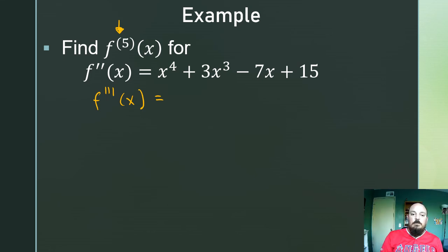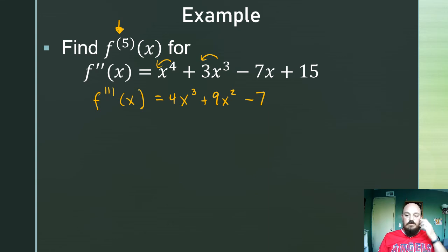So for each one of these, I'm going to multiply and lower the exponent by 1. So that would give me 4x to the third, plus multiply 9, lower the exponent to 2, 9x squared. And then for the last two terms, it's not even power rule. The derivative of negative 7x is negative 7. And the derivative of 15 is 0. I'm just going to leave it off. So basically, f triple prime, the third derivative, is 4x cubed plus 9x squared minus 7.